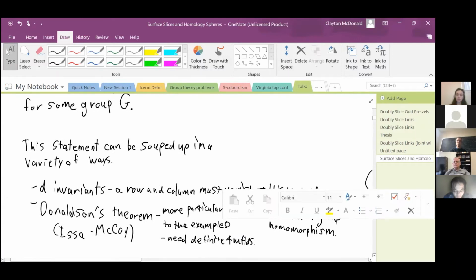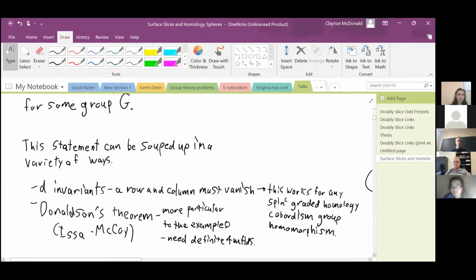Another nice obstruction to, let me get this out of the way. What's going on here? Okay, there we go.